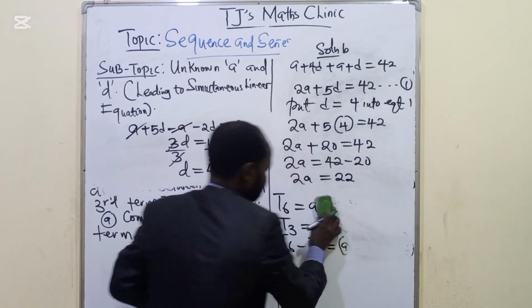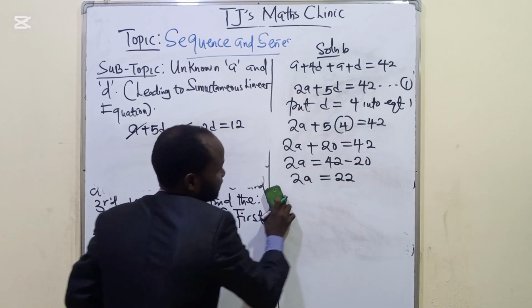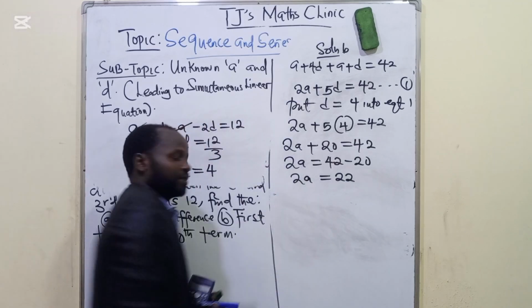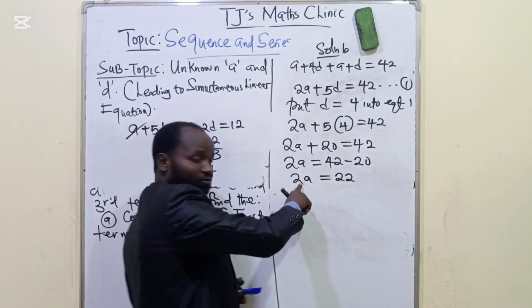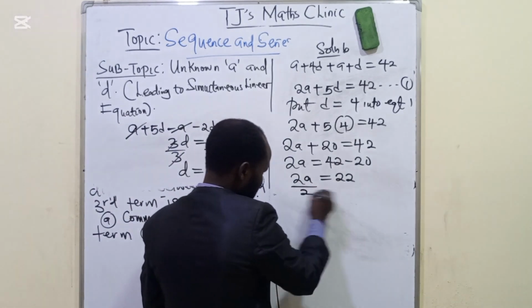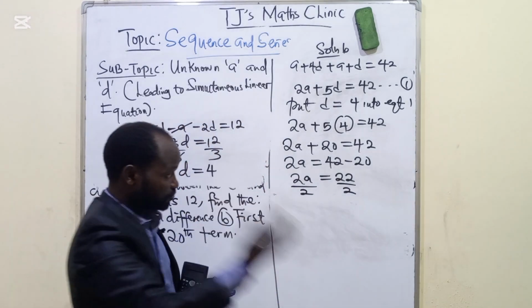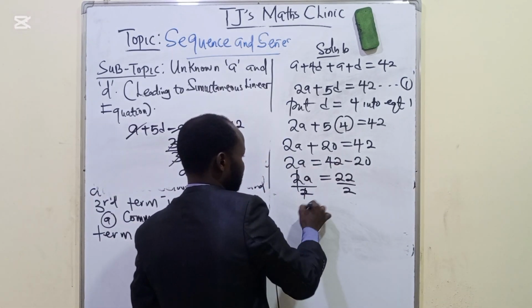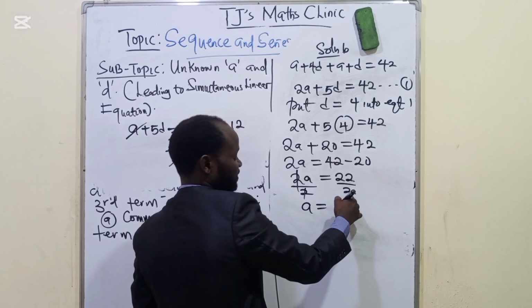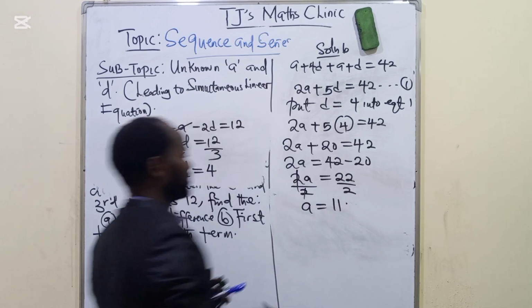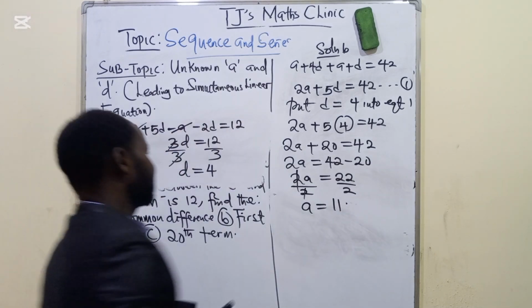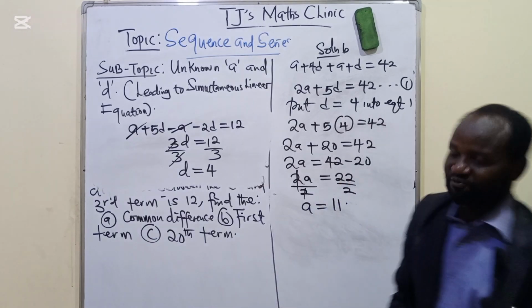To find the value of A now, we divide both sides by the coefficient of A, which is 2. Divide both sides. Whatever you apply to the left-hand side, you have to do the same to the right-hand side. So A now will be equal to 22 divided by 2, that is 11. So we are through with the B part. Let's move to C part.